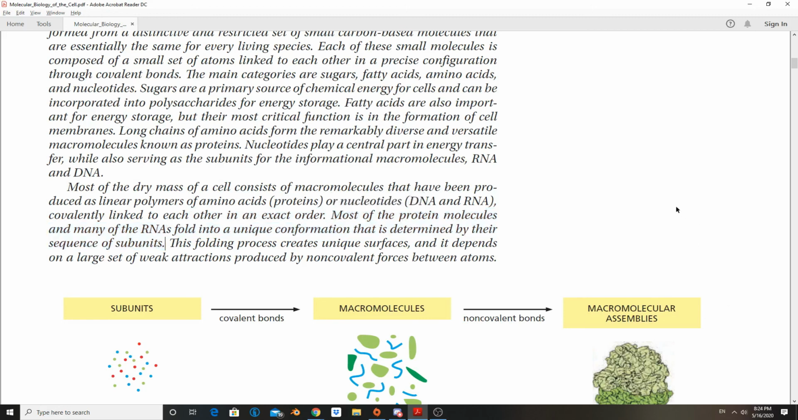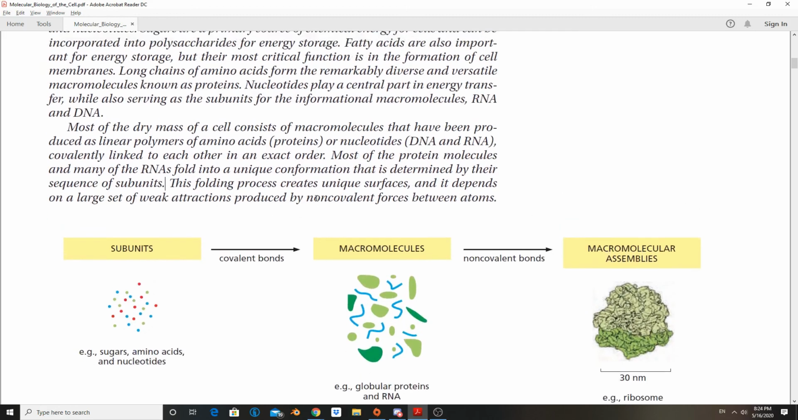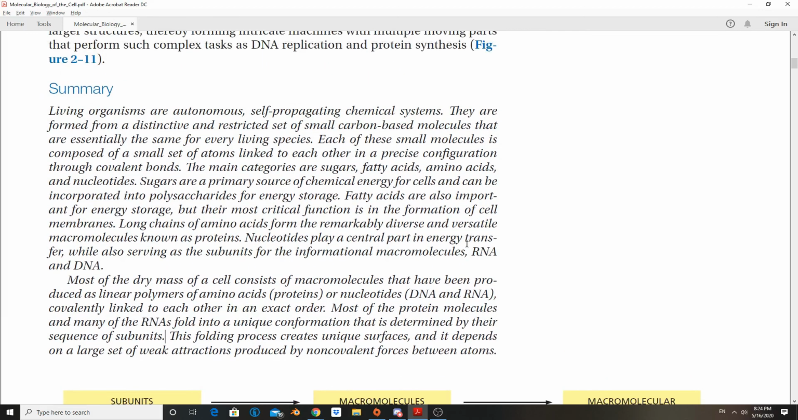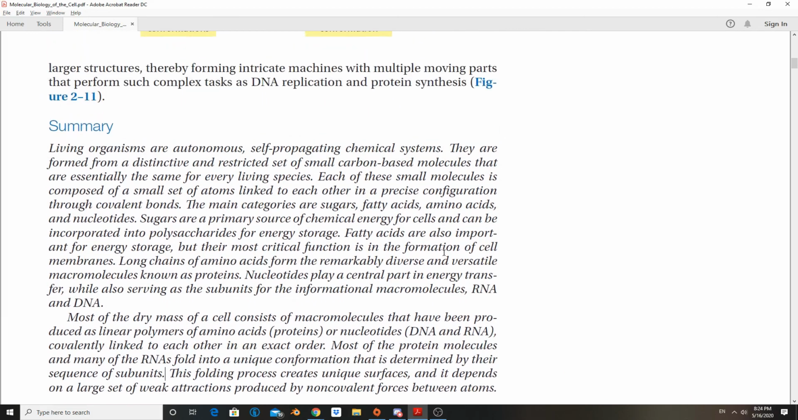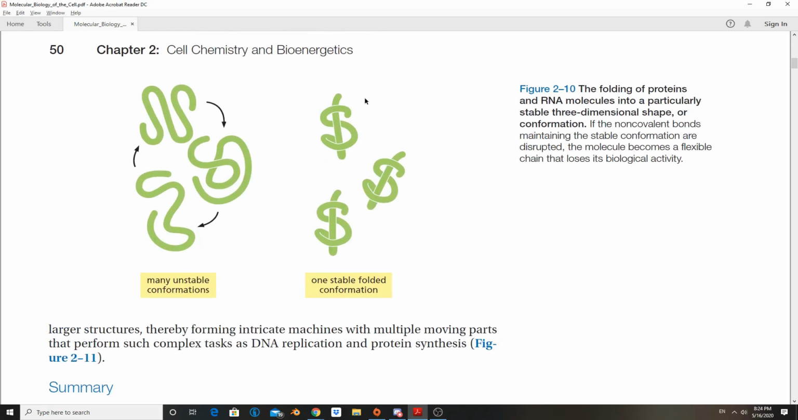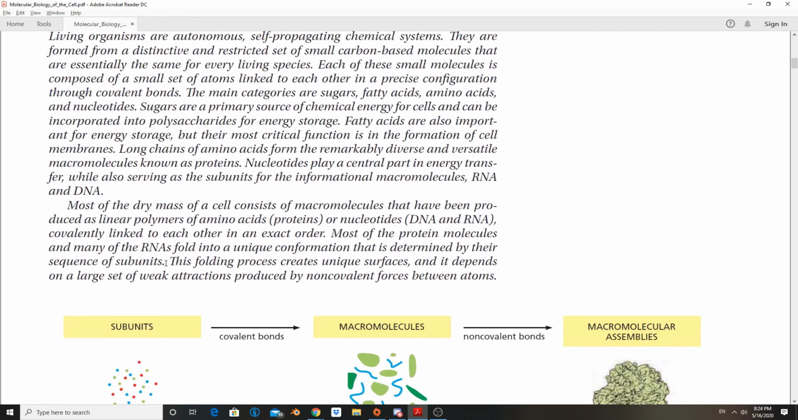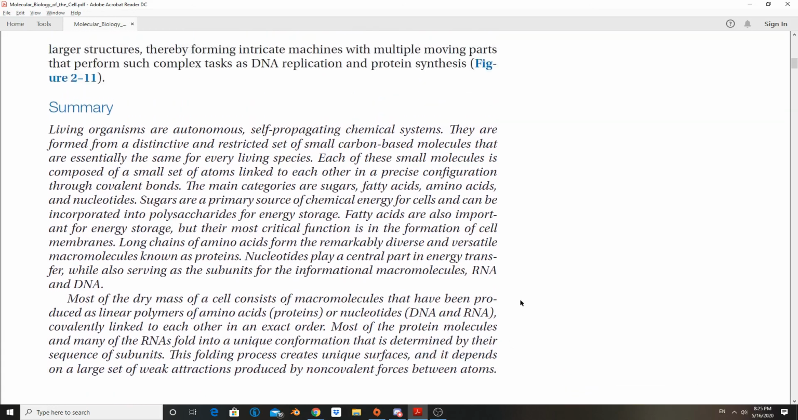So this is just talking about the non-covalent interactions of the protein molecules, or not even protein molecules, but the polypeptide molecules, and how a bunch of these non-covalent interactions can force a conformation. So something like this. This folding process creates new surfaces, again, emergent properties, and it depends on a large set of weak interactions that are produced by non-covalent forces between atoms. So that's it for this video.